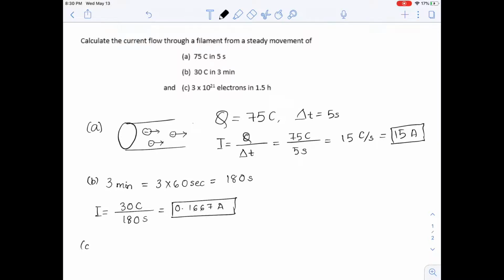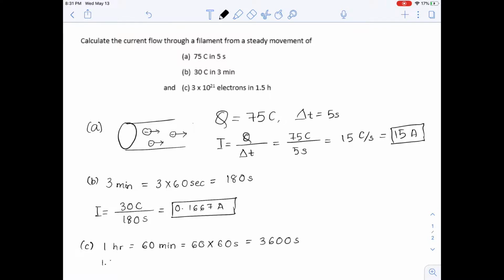For our part C, we don't have the amount of charge, but we have the number of electrons flowing through and the time, which is given in hours. So let's change hours to seconds first. 1 hour is 60 minutes, and there are 60 seconds in a minute. That means 60 times 60 seconds, which is 3,600 seconds.